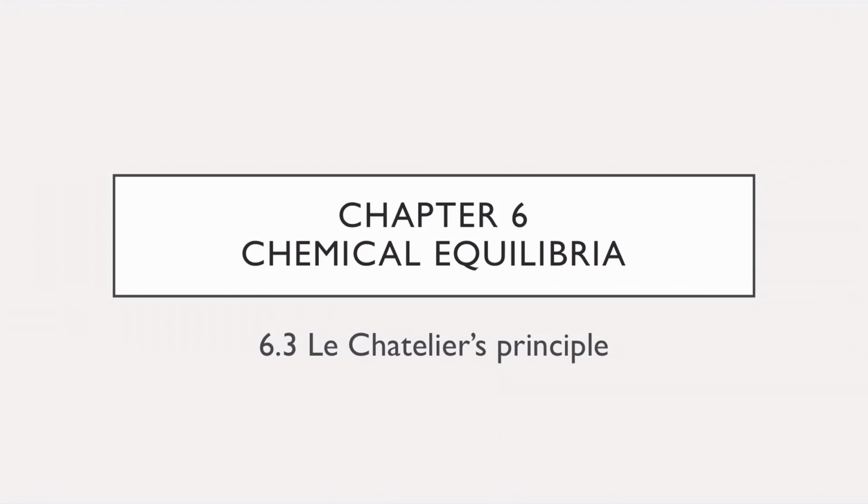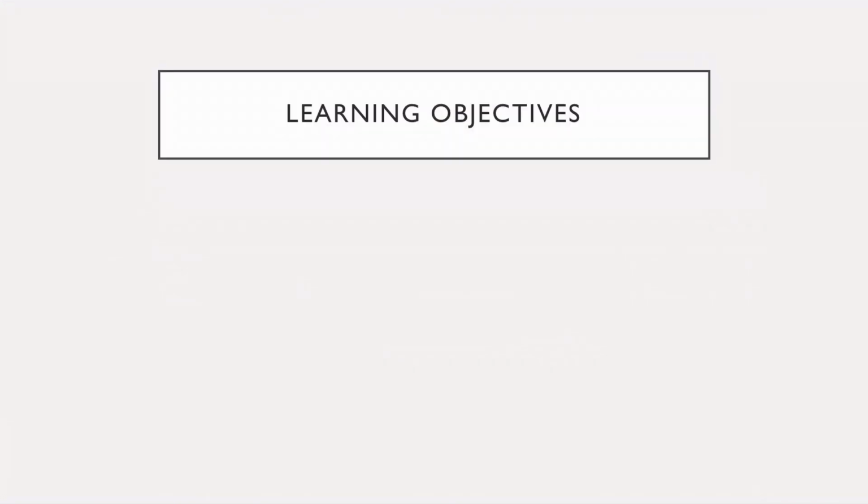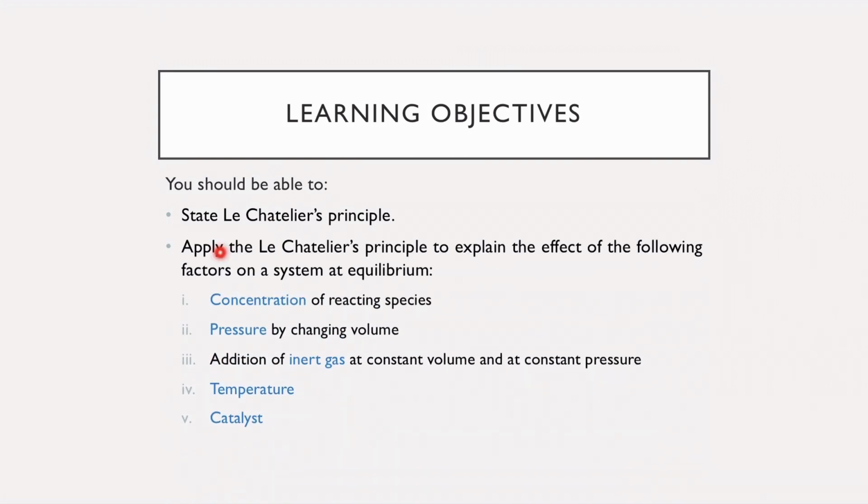So today we're going to finish up chapter 6, which is Le Chatelier's principle. Okay, so let's look at our learning objectives for today. We will state Le Chatelier's principle. Now we will see how to apply Le Chatelier's principle to explain the effect of the following factors on our system that's at equilibrium. So we have concentration of reacting species, the pressure by changing volume, addition of inert gas, temperature and catalyst.